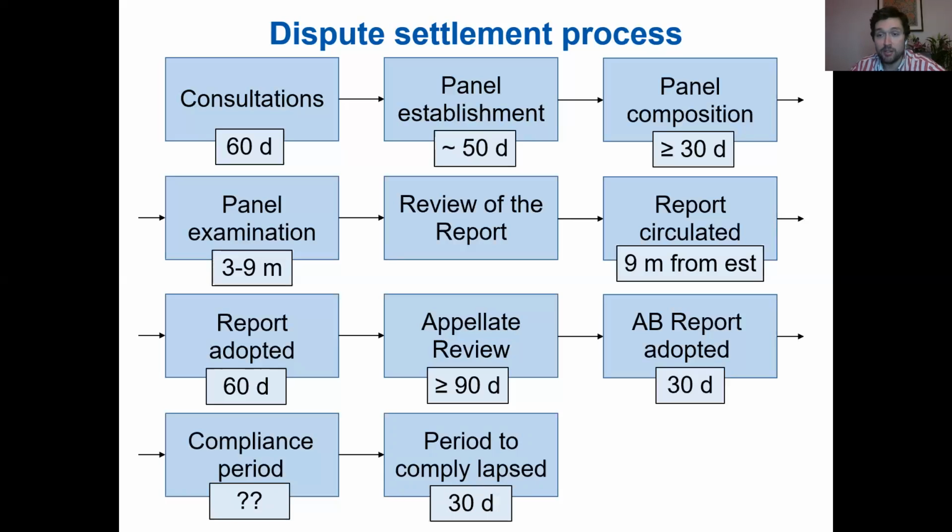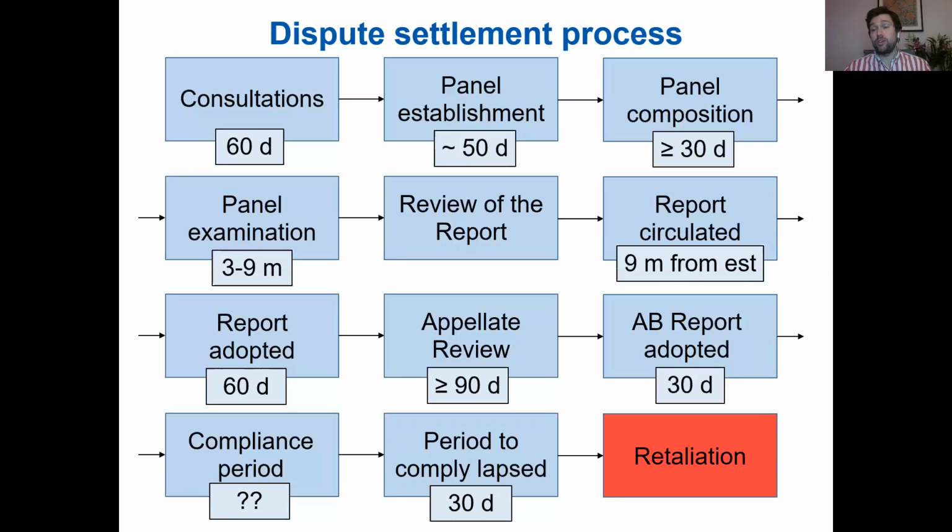Let's say in the most optimal scenario, if there is no compliance panel, 30 days after the end of the period for compliance, what the parties could do is finally retaliation. So we only arrive at this stage after all these steps, and it can easily take 2 years or even more. If the respondent wishes to drag it out longer, it can do it with all the procedural mechanisms available.